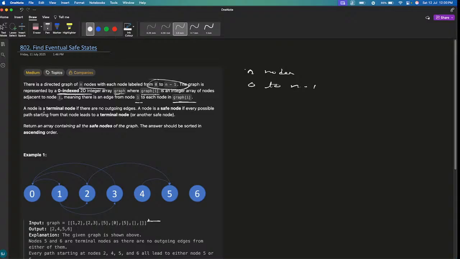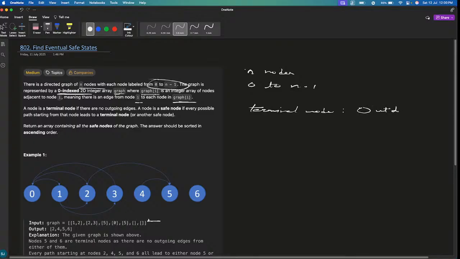So moving on, a node is a terminal node if there are no outgoing edges. Okay, what is a terminal node? No outgoing edges, so the out degree should be 0, right?